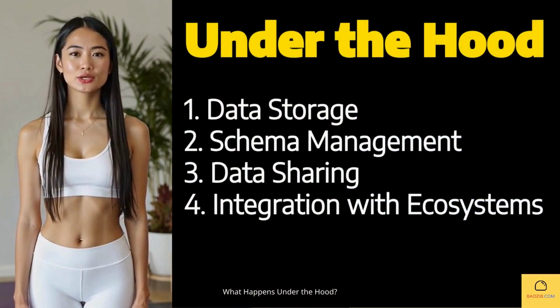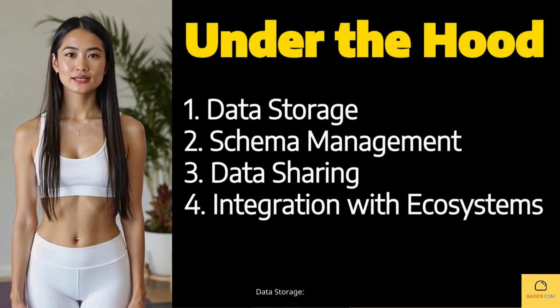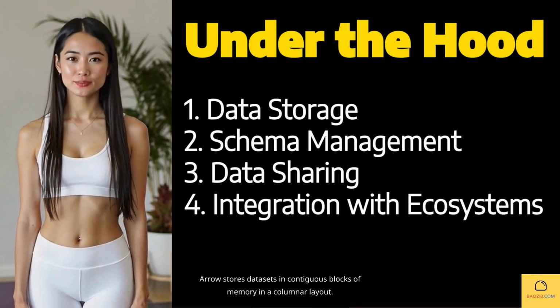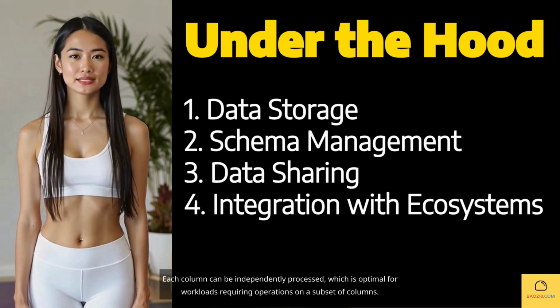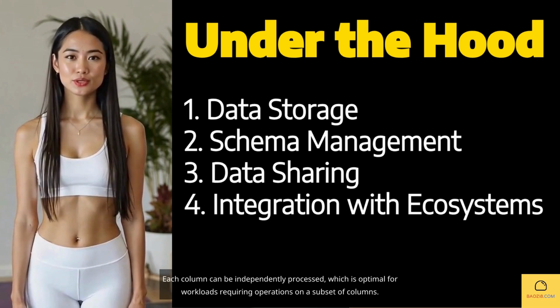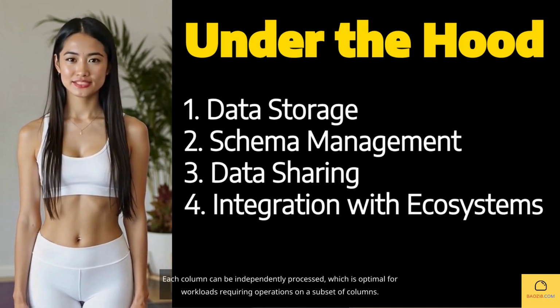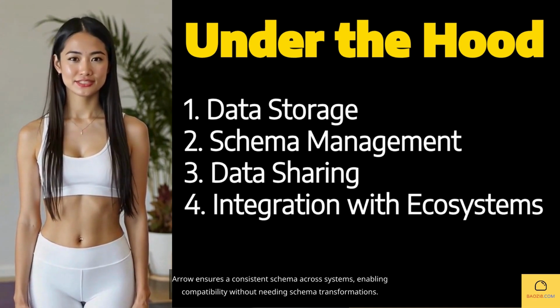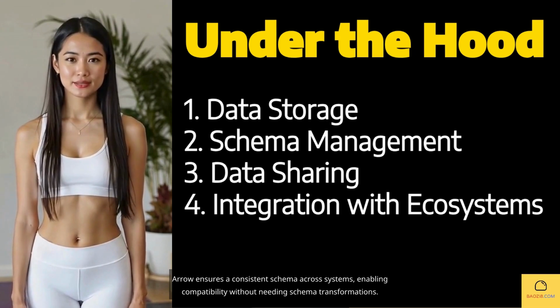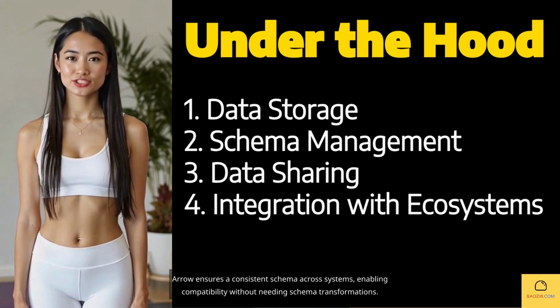What happens under the hood? 1. Data storage. Arrow stores datasets in contiguous blocks of memory in a columnar layout. Each column can be independently processed, which is optimal for workloads requiring operations on a subset of columns. 2. Schema management. Arrow ensures a consistent schema across systems, enabling compatibility without needing schema transformations.